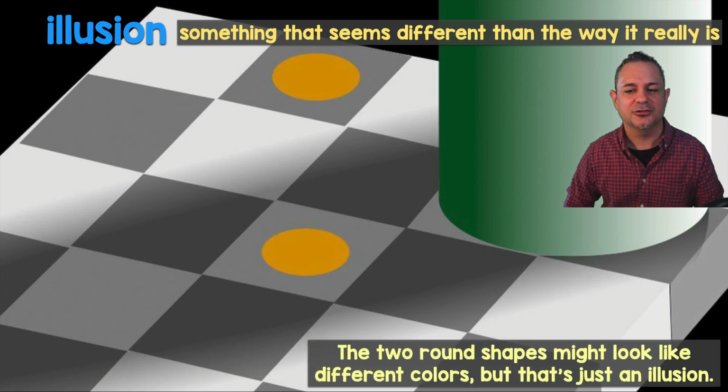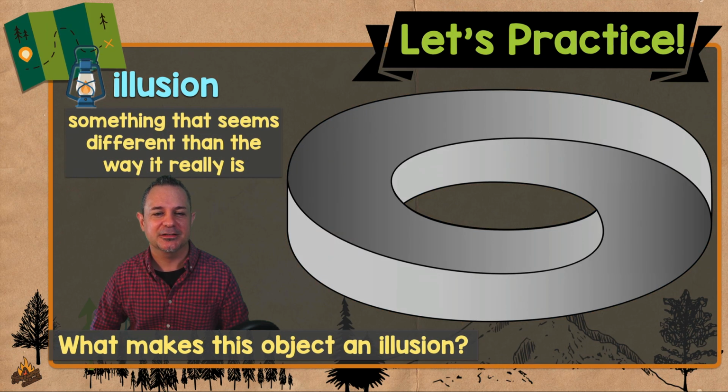Well, the 2 round oval shapes might look like they're different colors, but that's just an illusion. In fact, they are the same color. It's true, and that's what makes this an effective illusion. Let's practice. An illusion is something that seems different than the way it really is. What makes this round object an illusion?